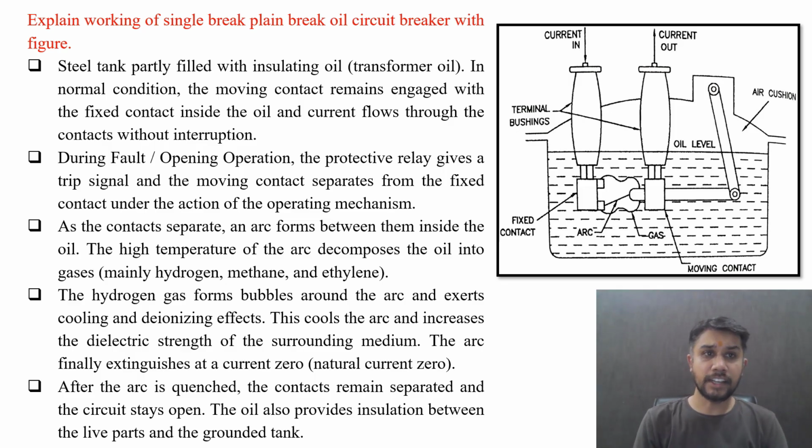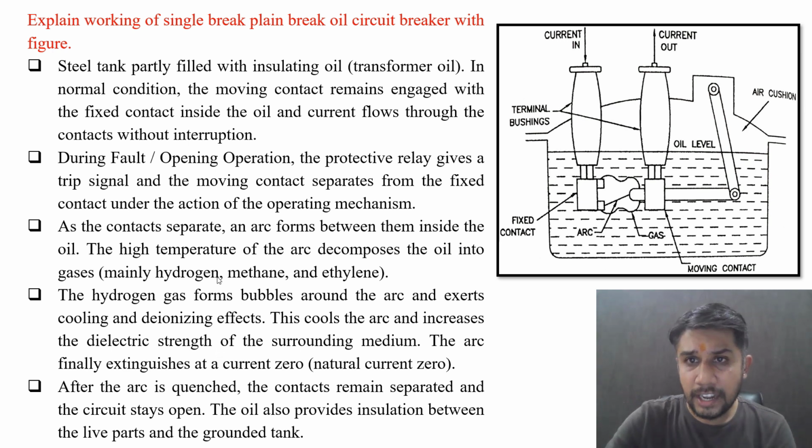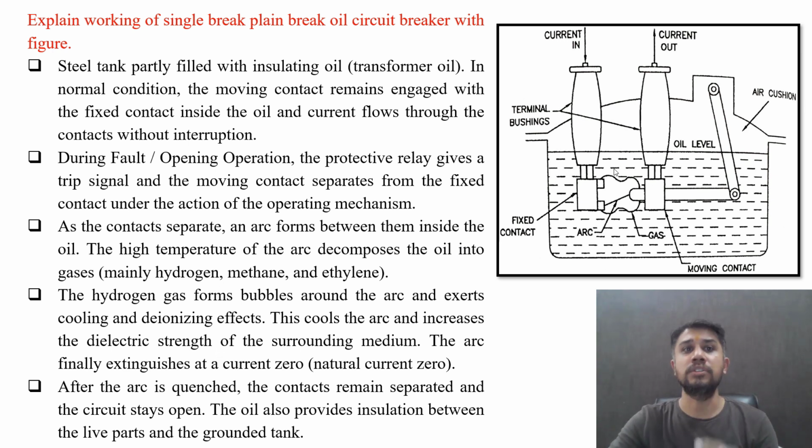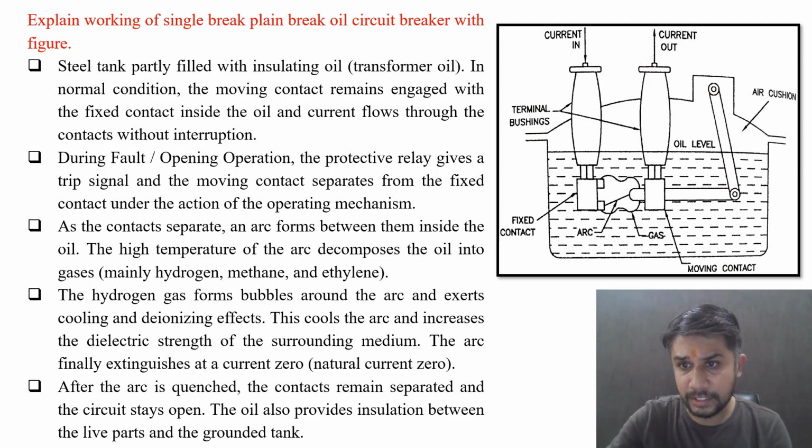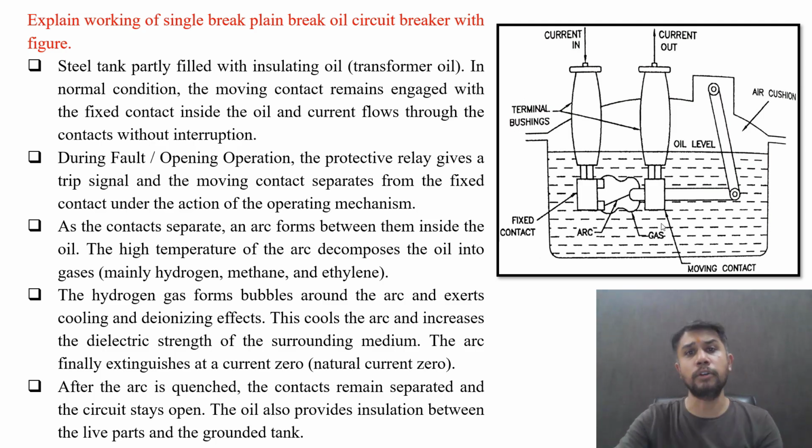Explain the working of single break, plain break oil circuit breaker with figure. So you can visualize in the figure. Here we have the single break, plain break oil circuit breaker. In this, a transformer tank is partly filled with the insulating oil. You are visualizing this, and this oil is your transformer oil. In the normal condition, the moving contact remains engaged with the fixed contact. Here it is, moving contact engaged with the fixed contact.